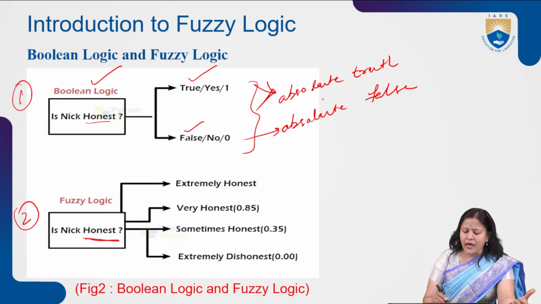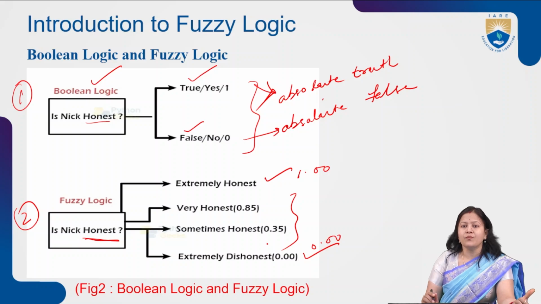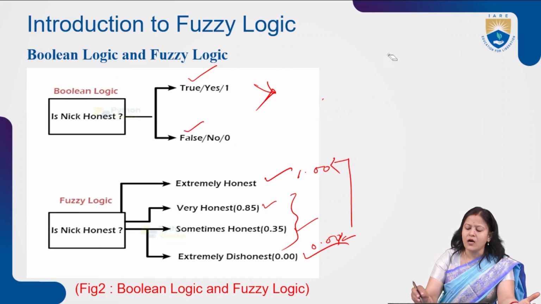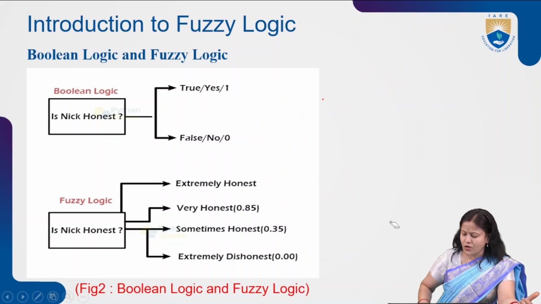Now you can observe extremely honest and extremely dishonest. So we can write 1.00 here and 0.00 here, and in between there are two values, very honest and sometimes honest, which is given as 0.85, and here sometimes it is honest, which is assigned as 0.35. So these are the values which range between 0 and 1. That is why fuzzy logic always applies numerical values between 0 and 1 to describe all the linguistic terms which are uncertain, or which we understand but the computer does not understand.